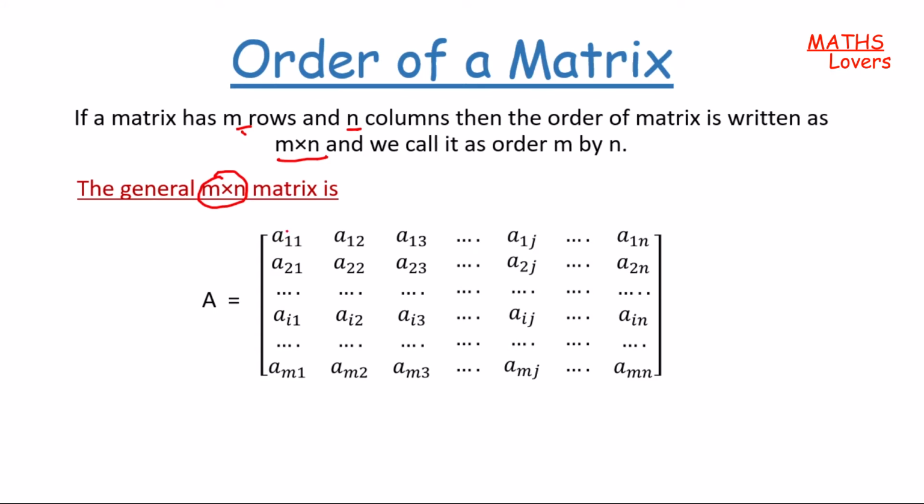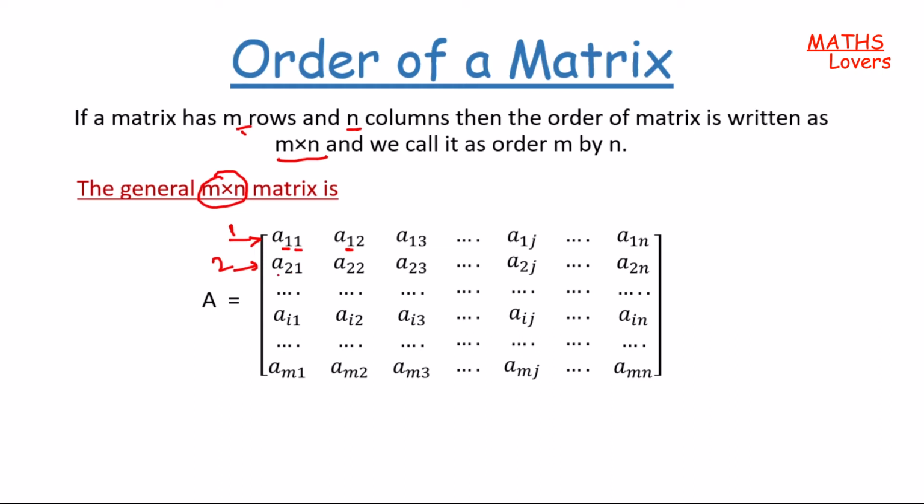For the first element, this will be first row and first column. For the second element, first row, because this is row 1 and this is row 2. So in the first row, the first number will be 1 only. So a11, a12, and this is the third column, so a13, and this is, suppose, the jth column, so a1j, and the last is the nth column, so this is a1n.